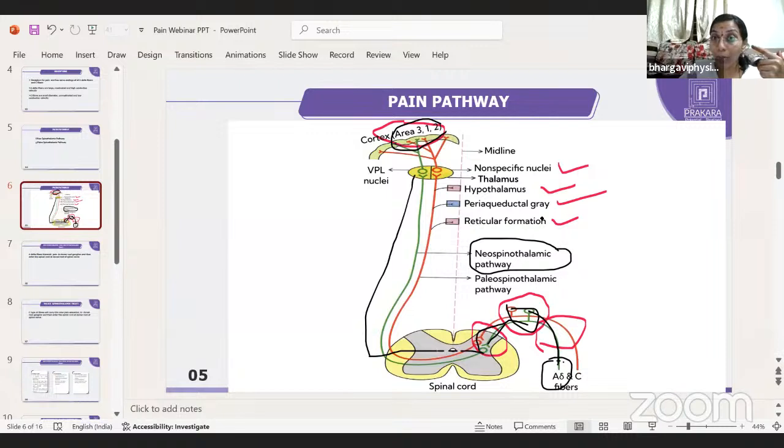The function of the reticular formation is to make the person awake. So when we are having pain, we won't sleep. Why? Because the fibers are going to reach the reticular formation. They are going to send the impulses to the reticular formation also.